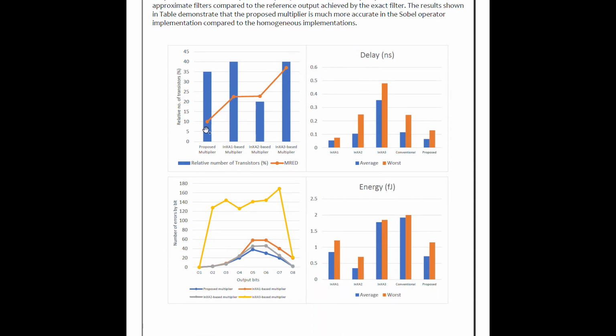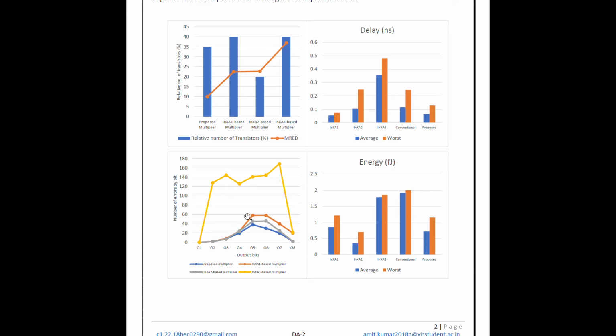This graph is about the relative number of transistors in all the 4 proposed multipliers, and this graph is the delay in nanoseconds in XA1, in XA2, in XA3, conventional and proposed architecture. This graph is about the number of errors by bit and the output bit, and this is all those structures and the energy in femtojoules.